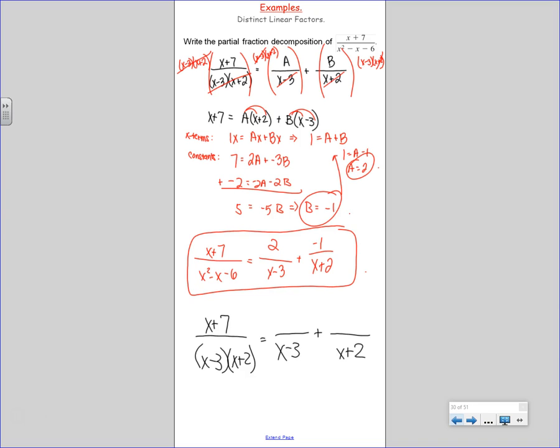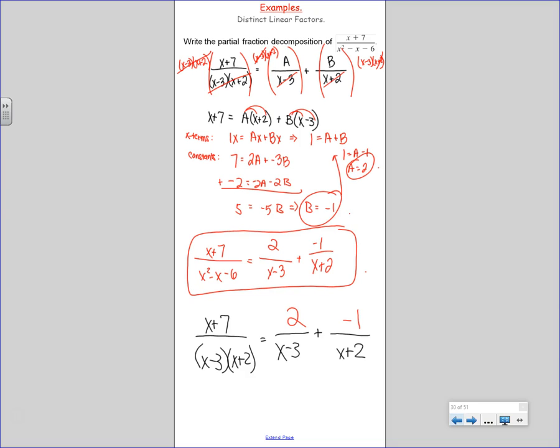Okay. If I'm covering x minus 3, who am I plugging in? 3. Plug it in. 3 plus 7? 10. 3 plus 2? 5. 10 over 5? 2. That's crazy. That's so silly. Cover! Plug in negative 2. Negative 2 plus 7. Negative 2 minus 3. 5 over negative 5. Negative 1.